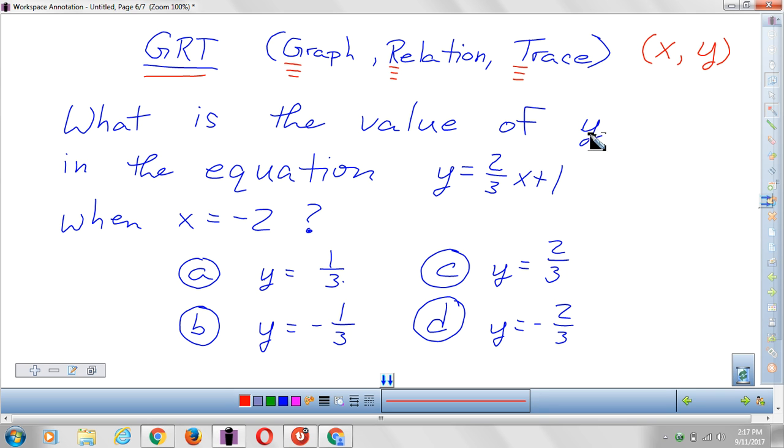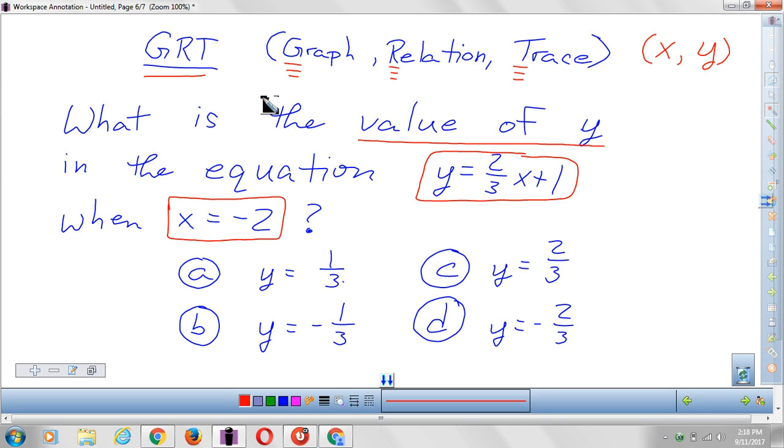Okay, so what is the value of y in the equation y equals 2/3 x plus 1 when x equals -2? Okay, so let's take a look at our calculator. And remember, before I set up the calculator, let me make an important point. Right here I see very important information, that the x equals -2. And I see that they're also asking me for the value of y, and they gave me an equation. Those are the three important components for GRT. You have to have one of the values, either x or y, and you need an equation. And of course, they're asking you for the other value.